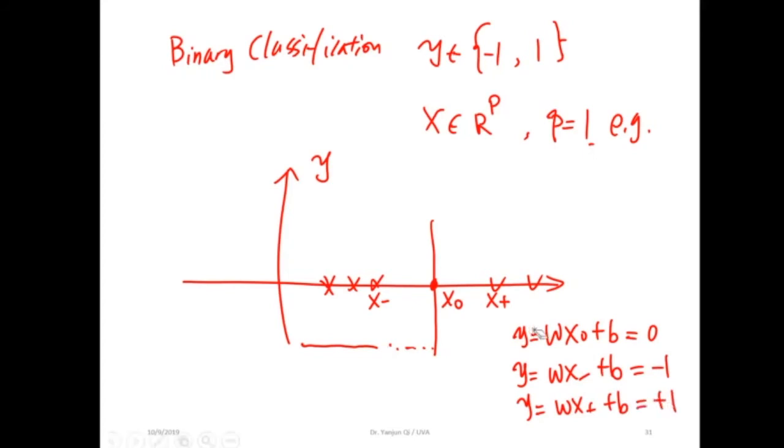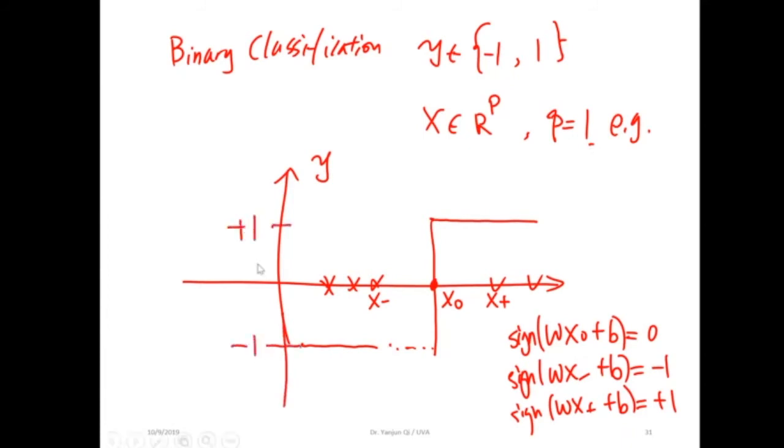There actually should be a sign function there. So there's always a sign function. And then the prediction function actually looks like this. And this is the x-y relationship in the classification case.